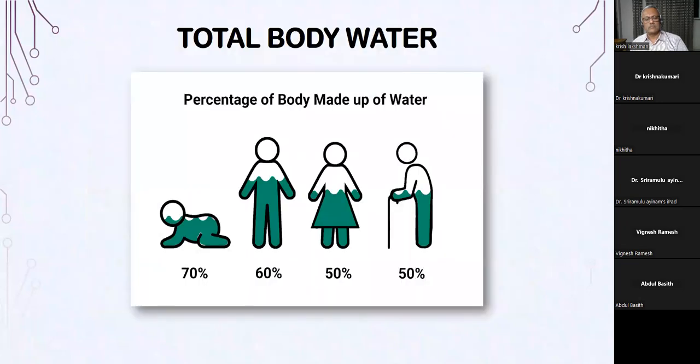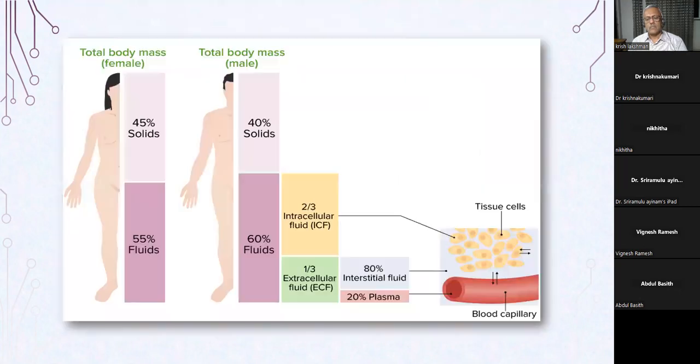So before starting about intravenous fluids, let's get to know about the fluids of our own body. The total body water is the percentage of water present in our body, which is 70% in kids, 60% in male, 50% in female, and 50% in elderly age group.